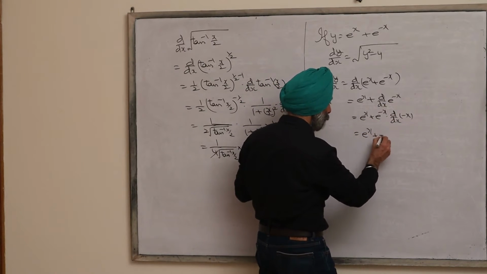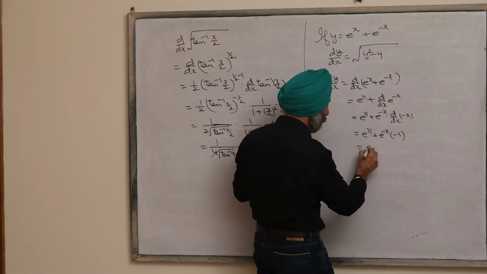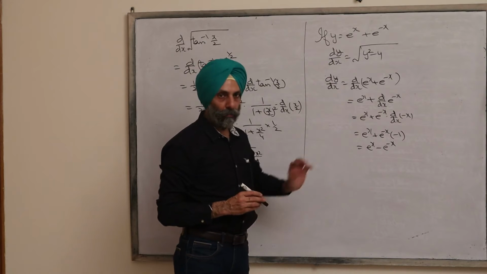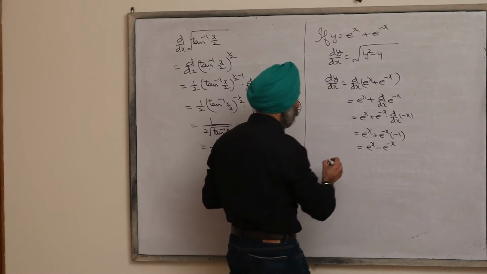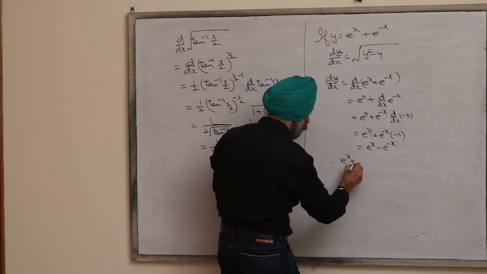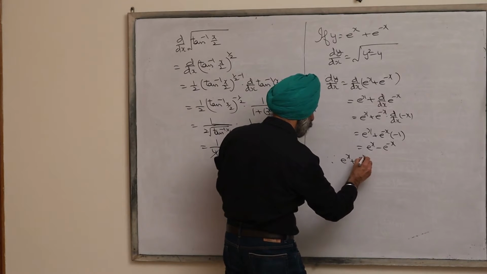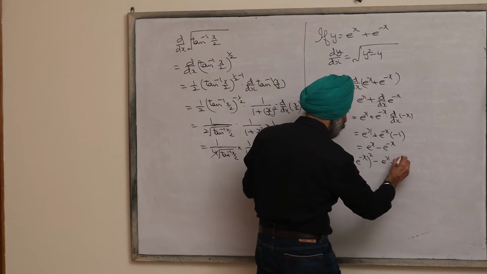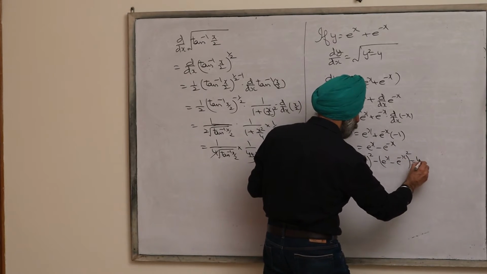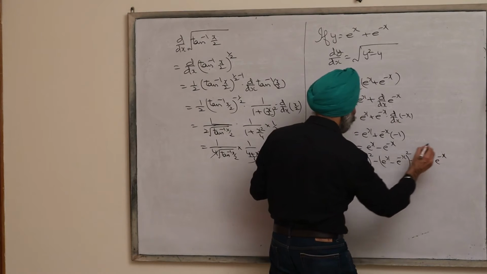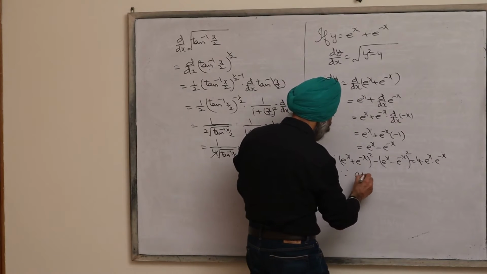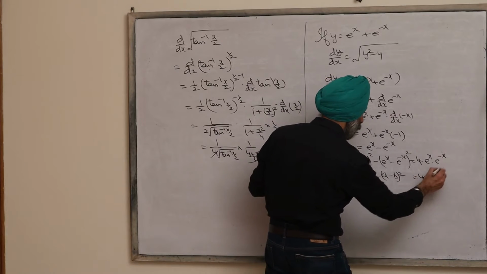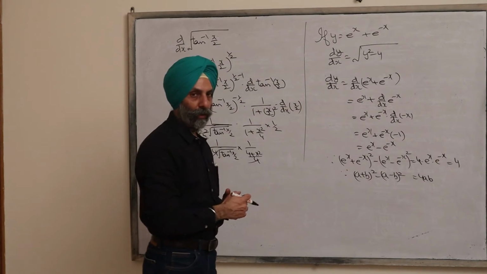So it is e raised to x plus e raised to minus x into minus 1, which is e raised to x minus e raised to minus x here. Now because e raised to x plus e raised to minus x whole square minus e raised to x minus e raised to minus x whole square is equal to 4 times e raised to x into e raised to minus x. How do we get this? Because a plus b whole square minus a minus b whole square is equal to 4ab. So it comes out to be equal to 4 here.